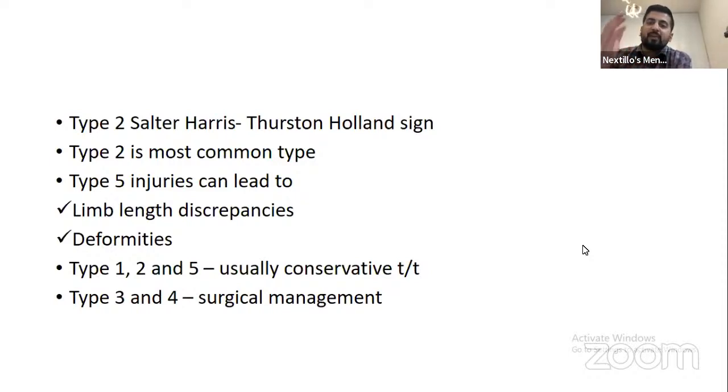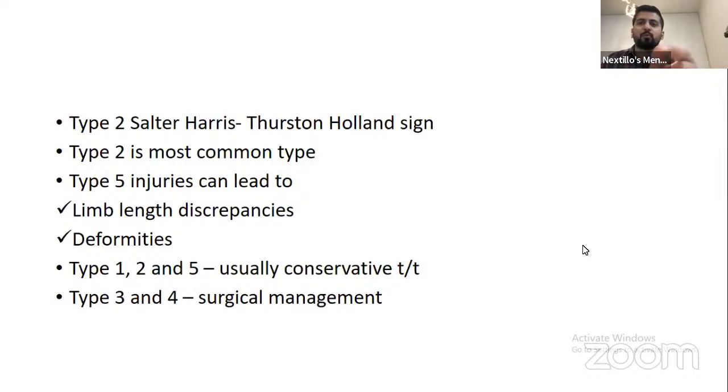In some cases, if half of the physis is gone or crushed, then what happens is the normal physis keeps on growing, the abnormal physis stops, and that leads to deformities because one part of the bone is growing, the other part has stopped, and that leads to deformities.